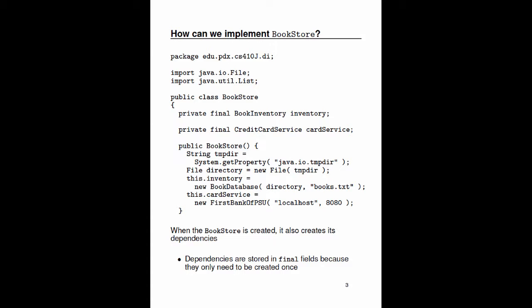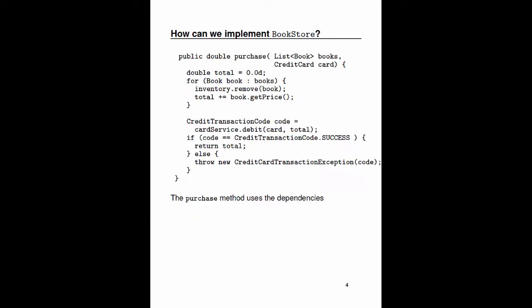Now, our Bookstore will go off and figure out where the book inventory is stored. Maybe it's off in a book file called books.txt, off in some temp directory someplace. And we'll also create a credit card service, our new First Bank of PSU, and just for testing purposes, let's say it's running on localhost port 8080. So in this model, when Bookstore is created, it also creates its dependencies, the objects that it needs to get its work done.